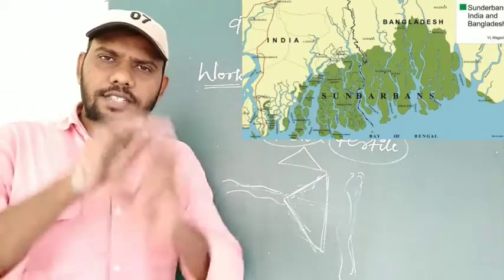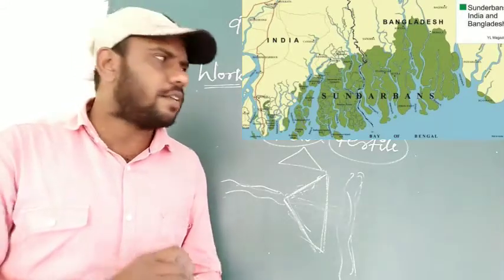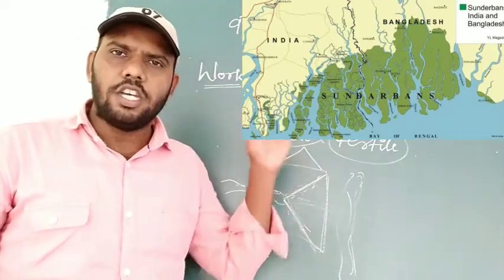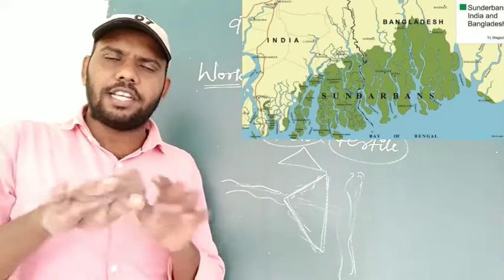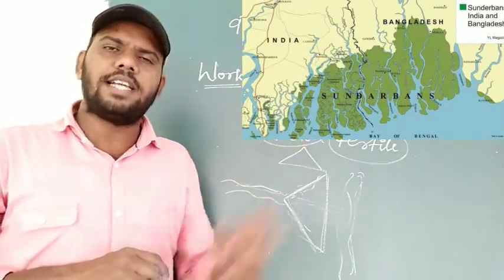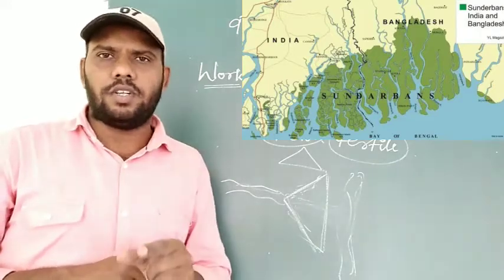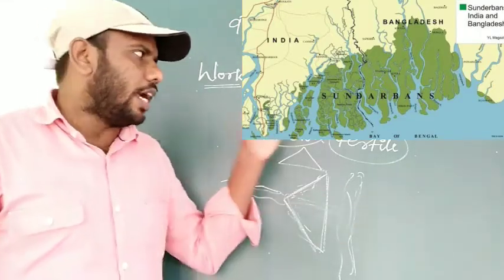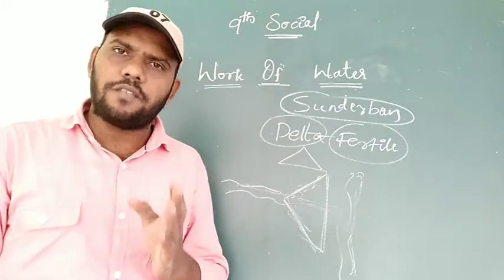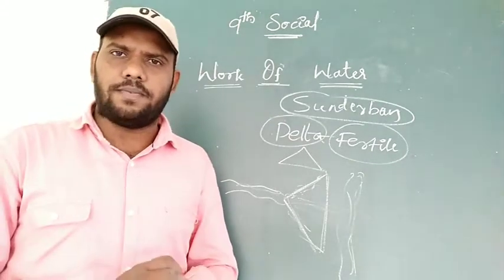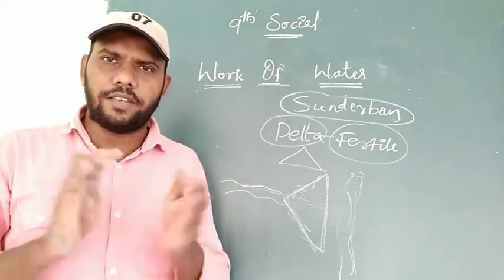Okay, mostly in the state of West Bengal, and in the country of Bangladesh, we can find the Sundarban Delta, which is the biggest delta in the world. Okay, understood children? So until here is the work of the water. I think now it's clear for every information.